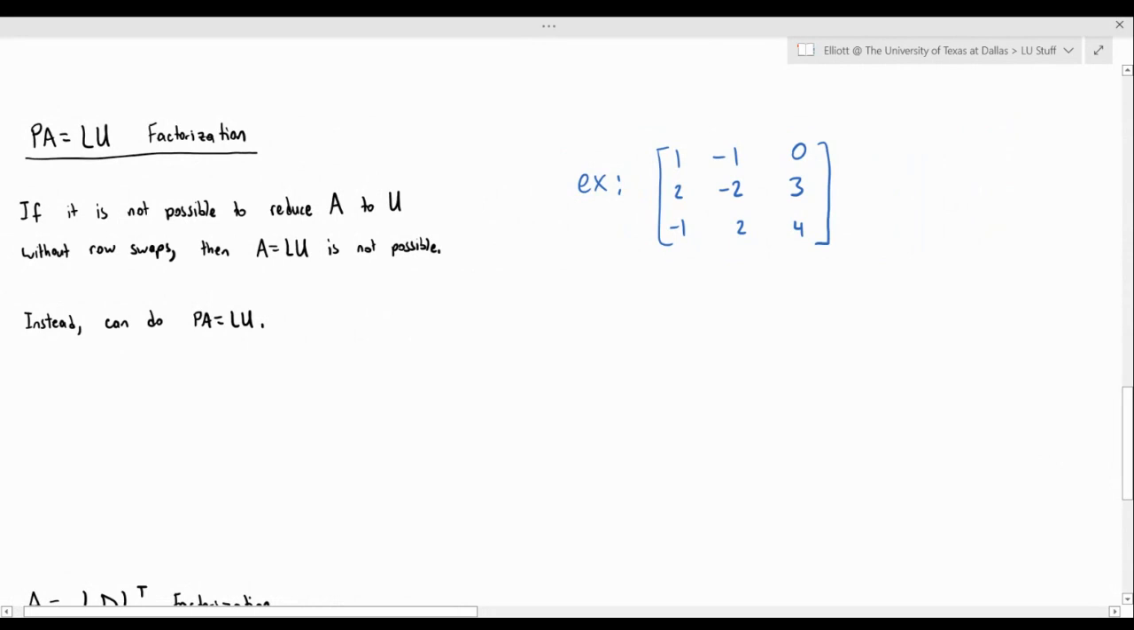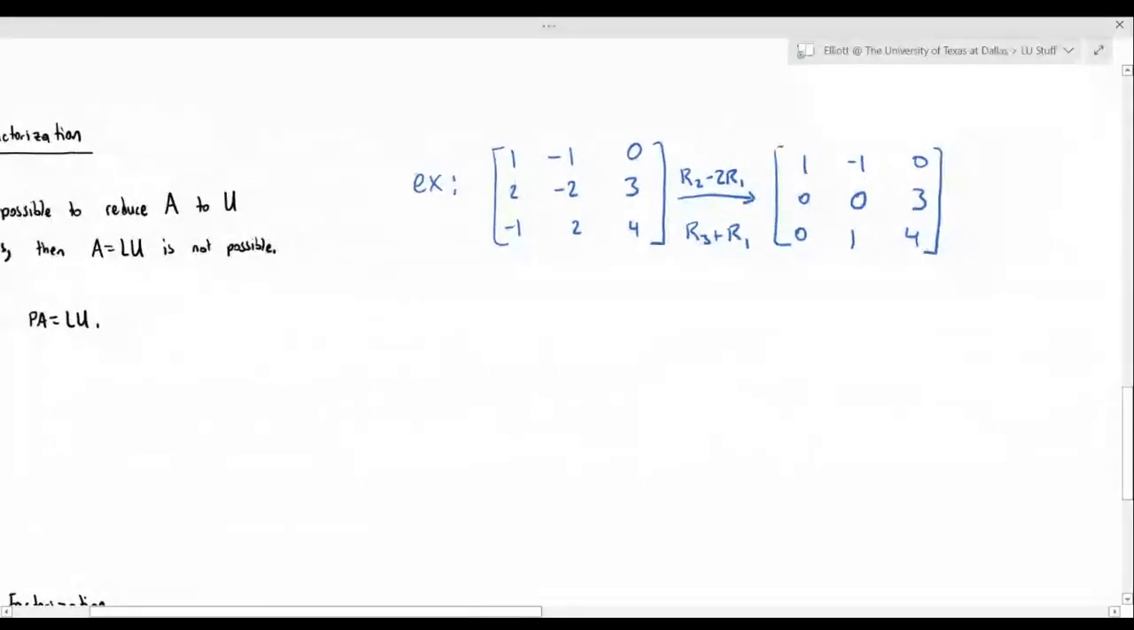If we look at this example, and let's say we wanted to find the LU factorization, what we would do is row 2 minus 2 row 1. You'd also do row 3 plus 1 of row 1. That would eliminate everything in the first column that you needed to eliminate. But when we take a look at the second row, row 2 minus 2 row 1, you actually get this 0 in this pivot position here. Because we get this 0, we're not able to proceed any further to get the LU factorization. So this is no good. You can't get an LU factorization with this.